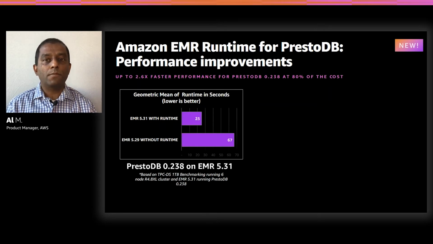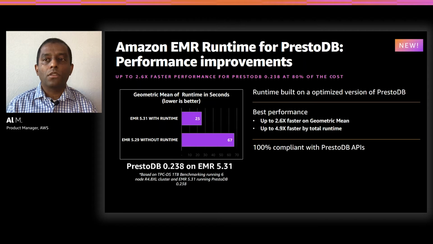We used TPC-DS benchmark queries with 1 TB scale and ran them on a 6-node R4 8XL EMR cluster with data in S3. Results show that with EMR runtime for PrestoDB, your queries run up to 2.6x faster by geomean. EMR runtime for PrestoDB is 100% API compliant with open source PrestoDB, so you can continue writing applications using open source APIs. Your workloads run faster without changing your applications.